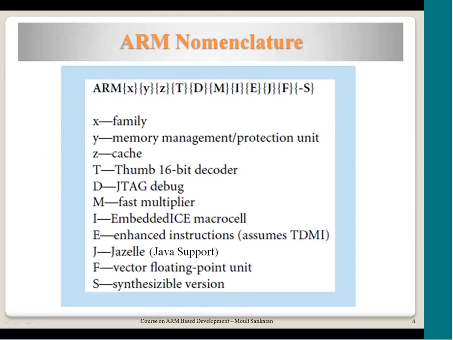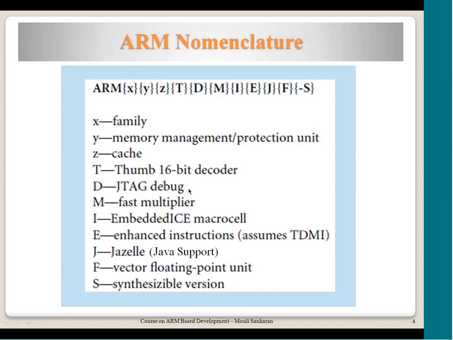So this is a nomenclature which I introduced earlier. The ARM family has this kind of acronyms used for indicating different features, different hardware modules which are supported in a particular processor. So when you hear ARM7 TDMI, the 7 means it is the ARM7 family of processor. T means it has a Thumb mode, which is a 16-bit wide instruction execution, and D means it has a JTAG debug port.